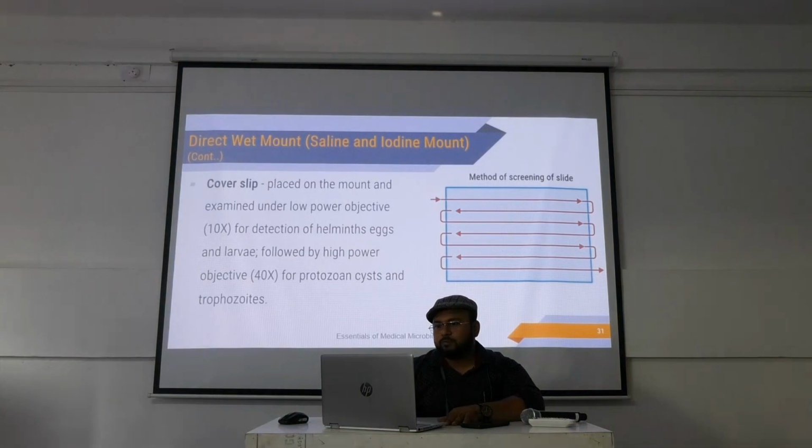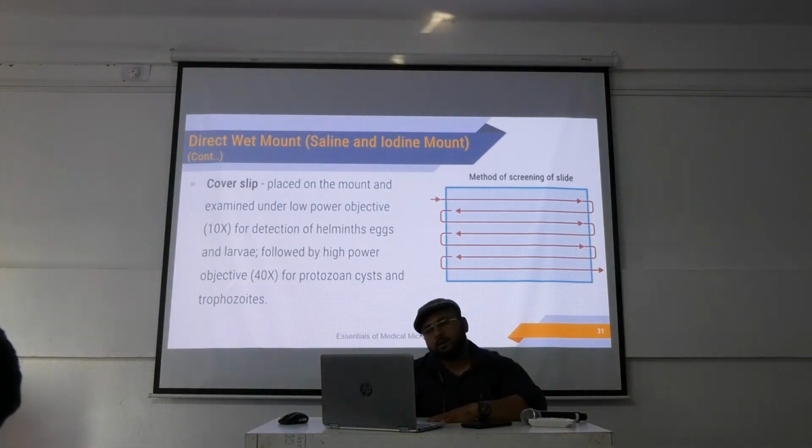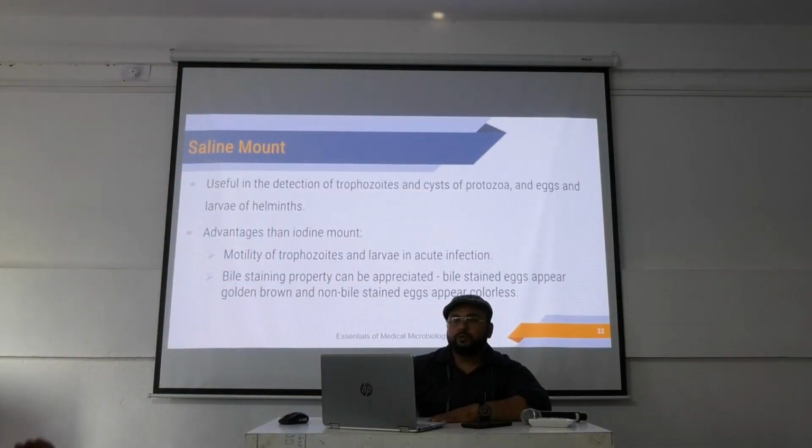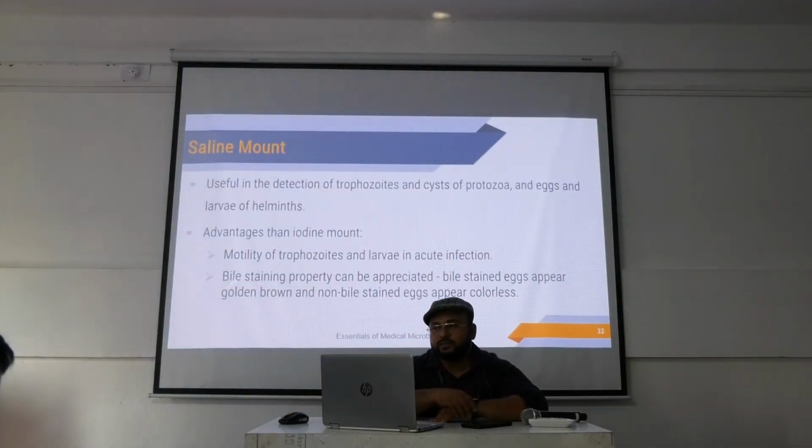তাহলে placed on the mount and examine under low power objective for detection of the helminths egg and larva, followed by the high power objective for protozoal cyst and trophozoites. Saline mount useful for detections of trophozoites and cyst of the protozoa and egg and larva of helminths.